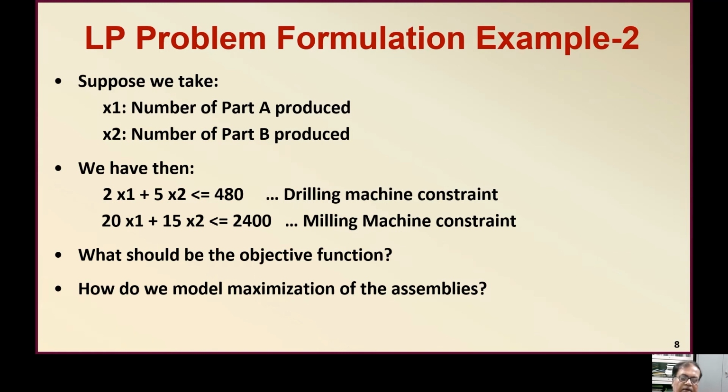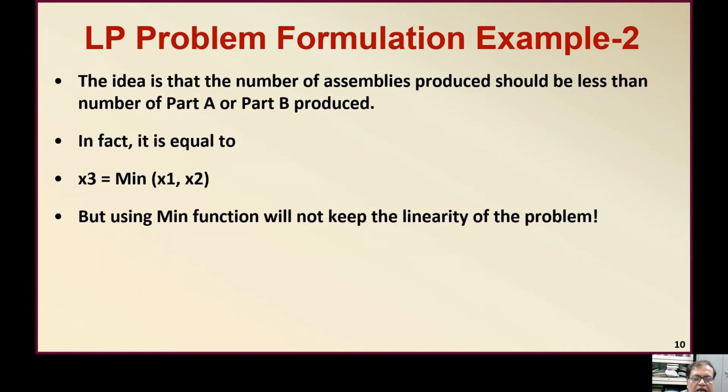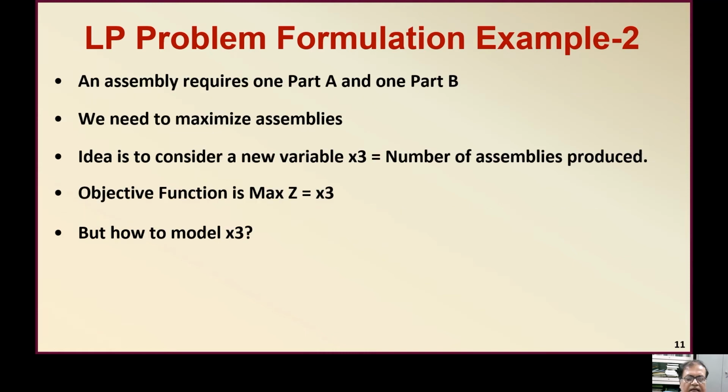See, first we have a problem with the objective function. Then we decided we simply say minimum of x3, maximize x3. That's fine, no problem at all because that's a linear function. But you cannot add a constraint x3 equal to minimum of x1 and x2. So how do you model this situation? We cannot keep this minimization function in that form. So how do you model x3?